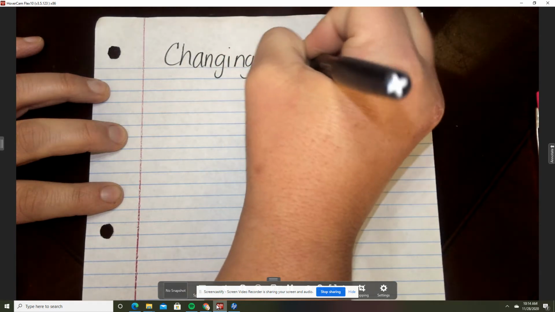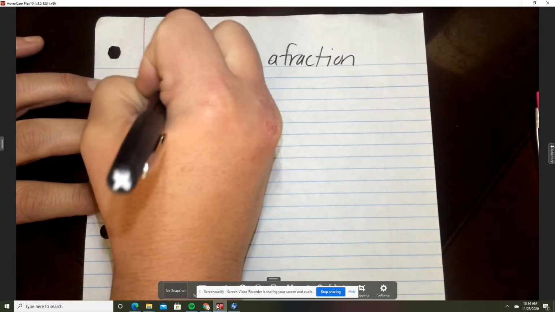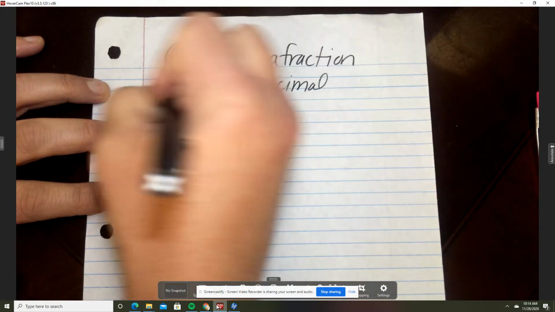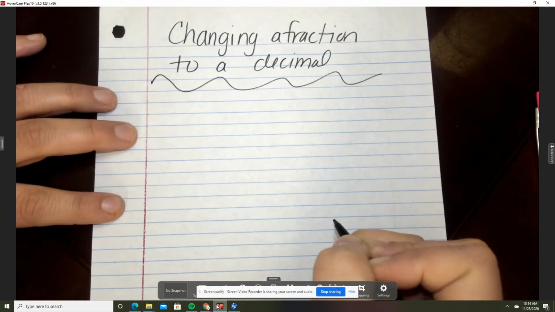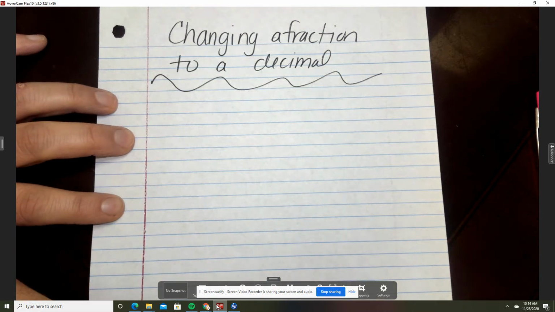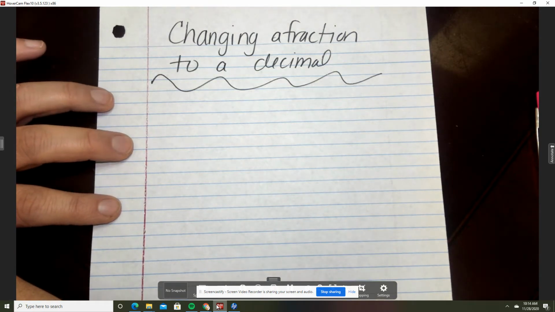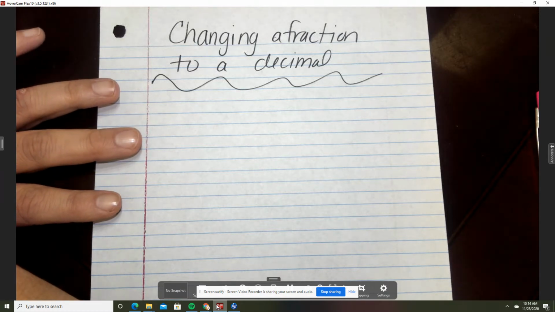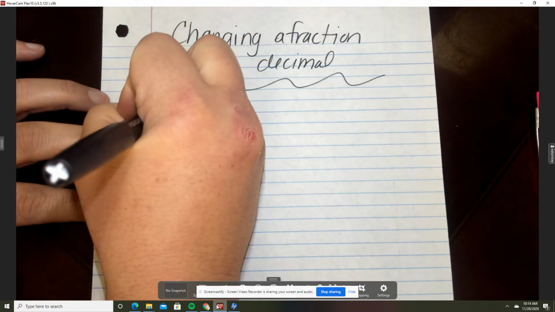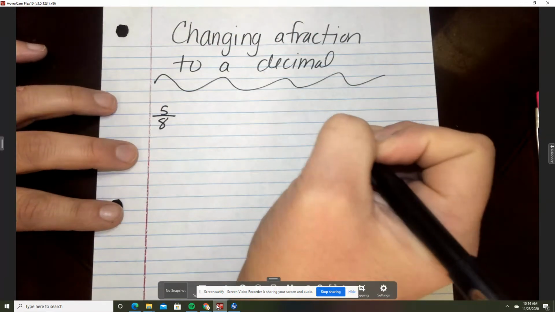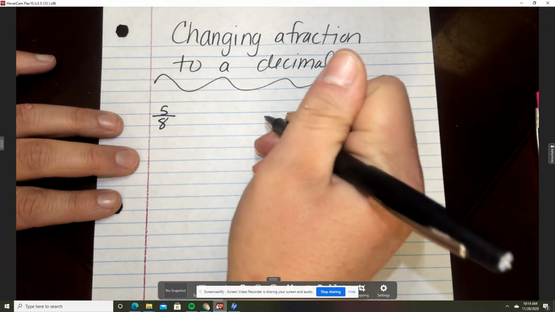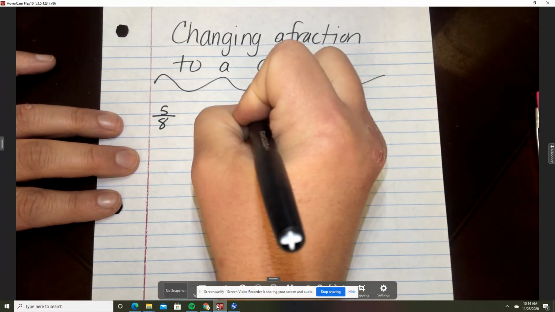Changing a fraction to a decimal. You want to do this when you have a fraction that is not in the smallest form. Like if you have 1/8, you know that is 125 thousandths, or you will. But if you have 5/8 and you just absolutely cannot remember what 1/8 is and add that up, you can divide this, okay?